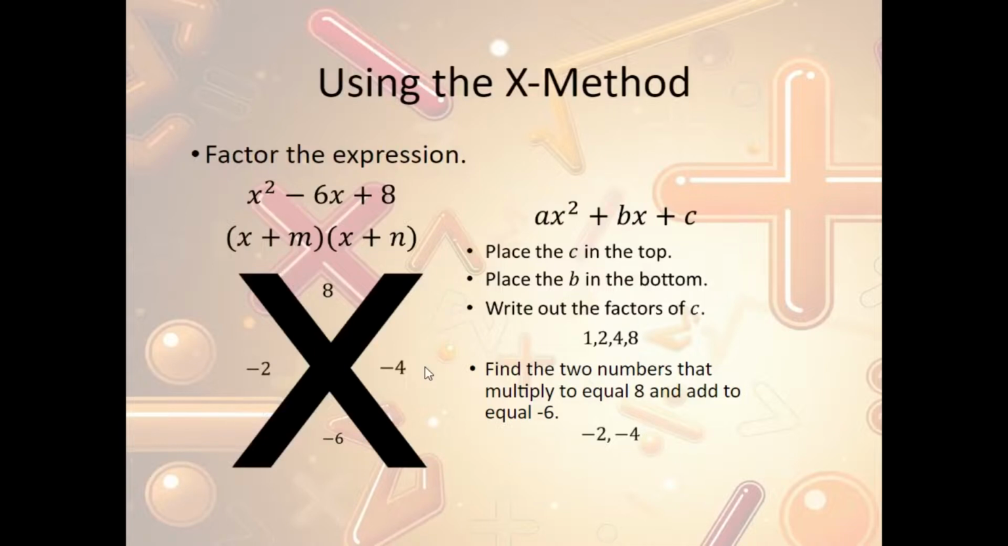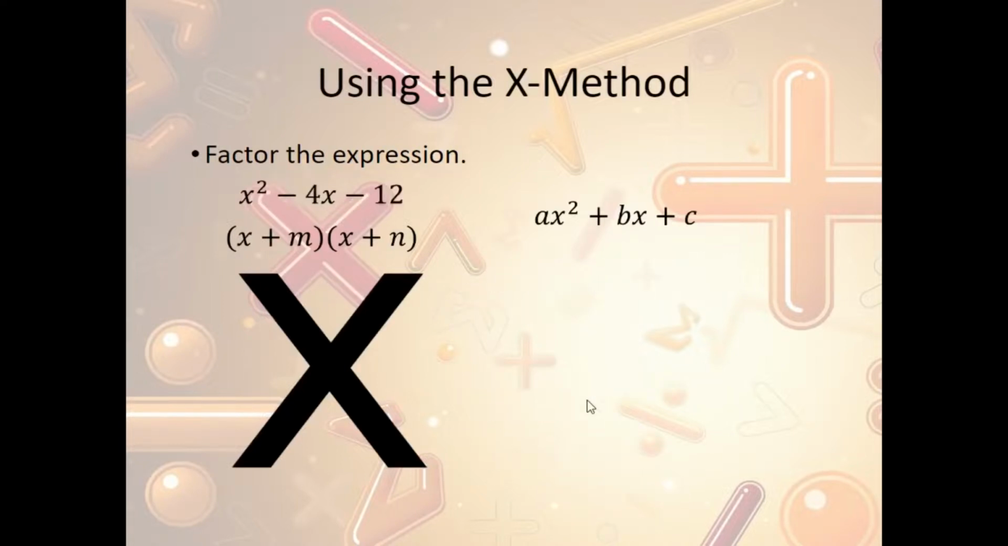So I place those in my x, and then add them to my solution, which started as x plus m times x plus n. Well, I'm going to plug in -2 for one of these and -4 for the other one. So I get x minus 4 times x minus 2.